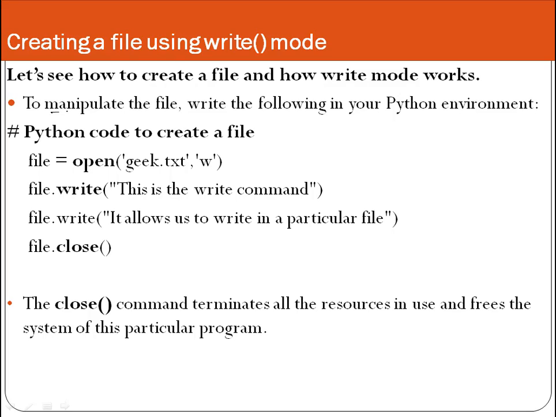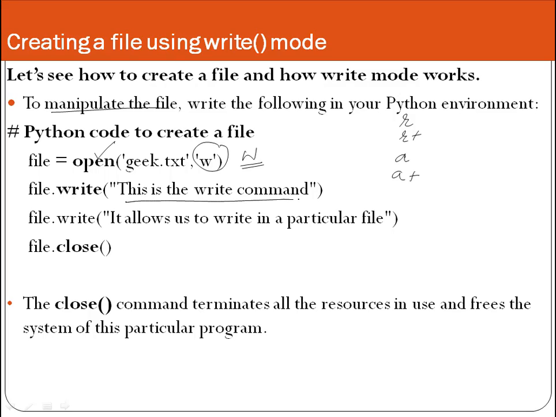Right. So to manipulate the file, write the following in the Python environment. So let's see. First we have open. Then you have now opened the file in the write mode, W. We have already seen R, R plus, A plus. Right. So file dot write.